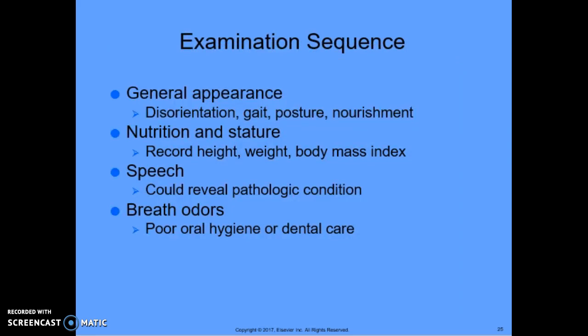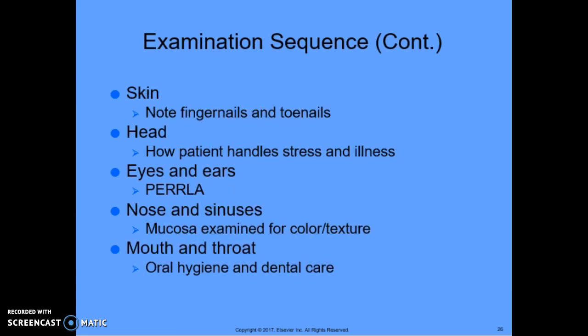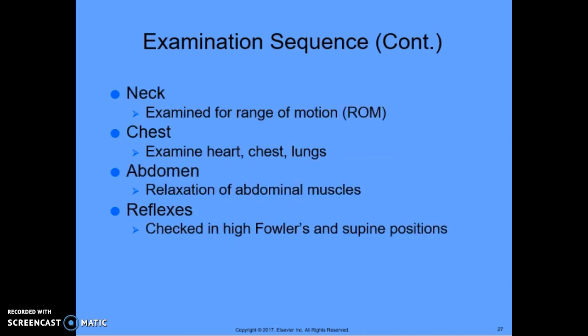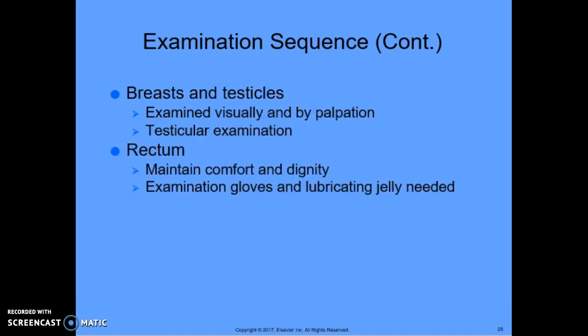The provider uses a stethoscope to listen to the sounds originating from the patient's body. There is a general examination sequence. So first we look at general appearance, nutrition and stature, speech, breath odors, skin, head, eyes and ears, nose and sinuses, mouth and throat, neck, chest, abdomen, and then we check the reflexes. So let's go to the next one. We look then at breasts and testicles and the rectum.